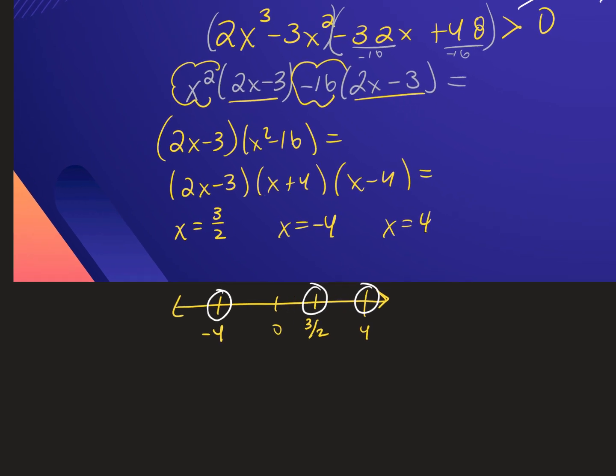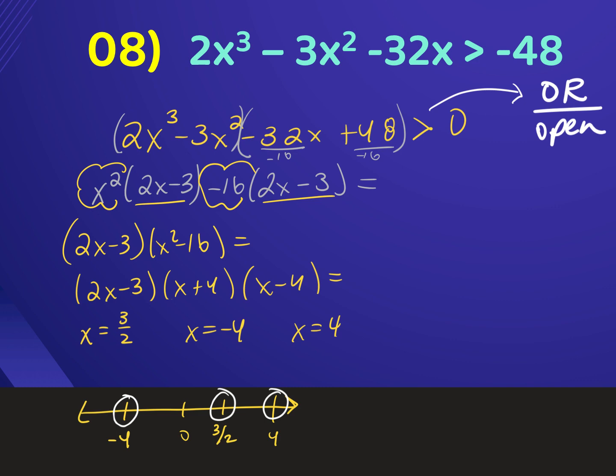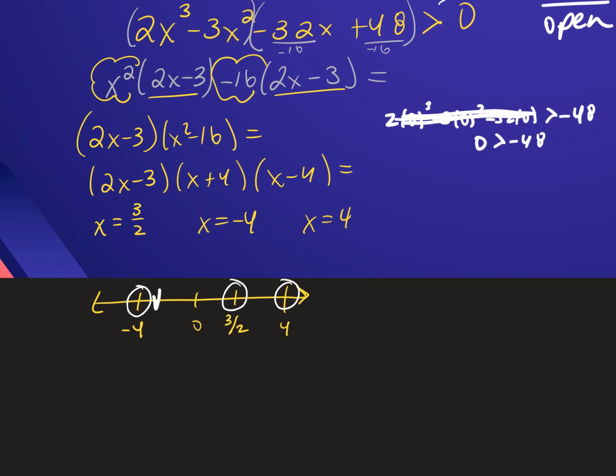What's the easiest one to try? 0. Let's plug in 0 and see if it works. If 0 works, then we should color over it. So I have 2 times 0 cubed minus 3 times 0 squared minus 32 times 0. Is that greater than negative 48? Well, all of this becomes what number? 0. Is 0 greater than negative 48? Yes. So you know that this is part of your solution right here.